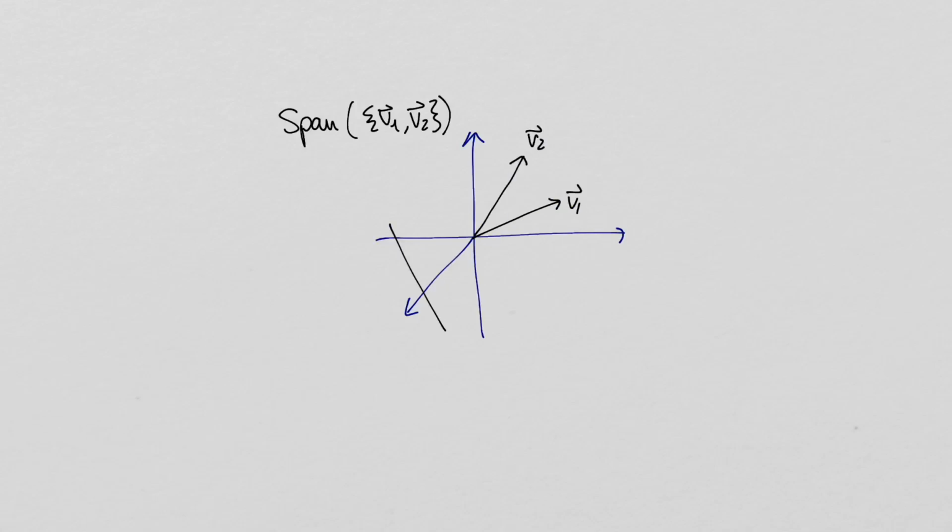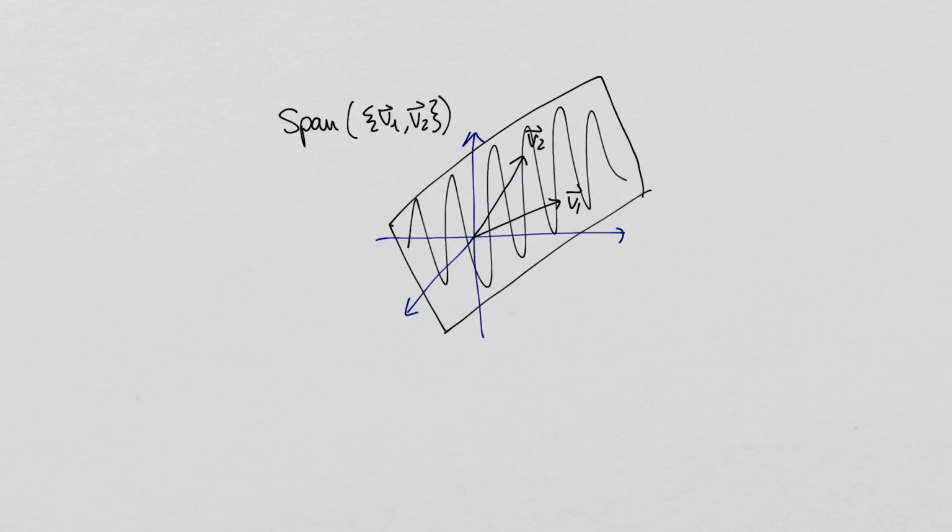The span of a list of vectors is the set of all vectors that can be written as a linear combination of those vectors. For example, the span of two non-collinear vectors in 3D space is a plane. A list of vectors is linearly independent if none of the vectors is in the span of the others.